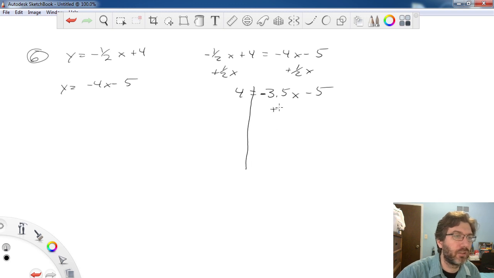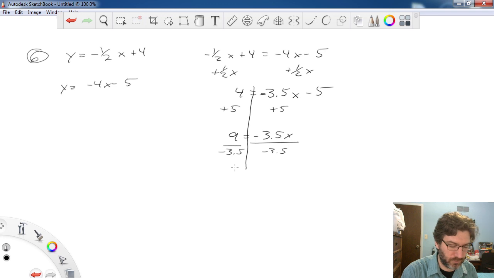We can add 5 to both sides. You get 9 equals negative 3.5x. Divide by negative 3.5, divide by negative 3.5. Which I don't know off the top of my head. 9 divided by 3.5 gives us negative 2.57-ish. I'll round it. You might have rounded that too. I don't know if that's where you're getting your negative 2 from. Equals x. So that's what I'm getting for my x value there.